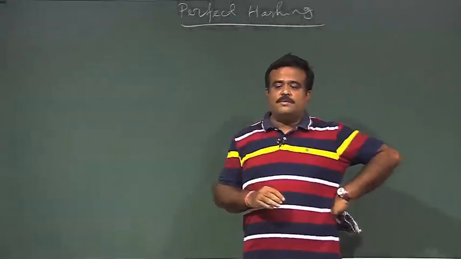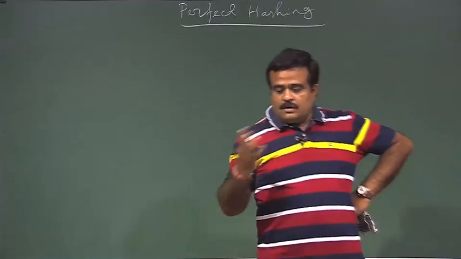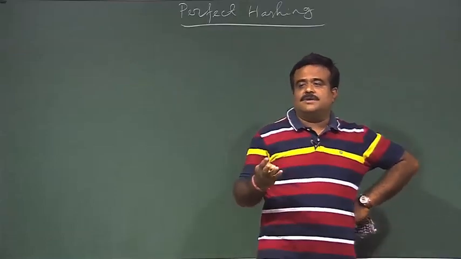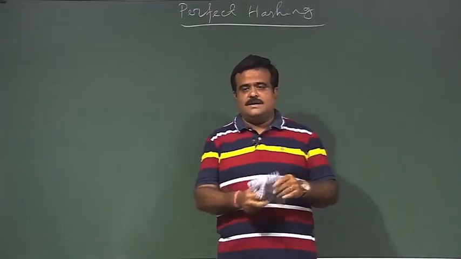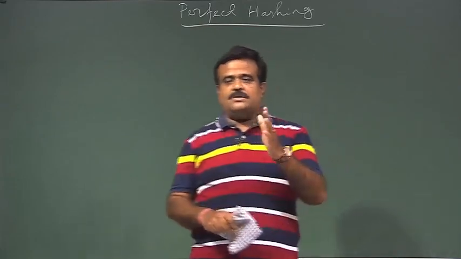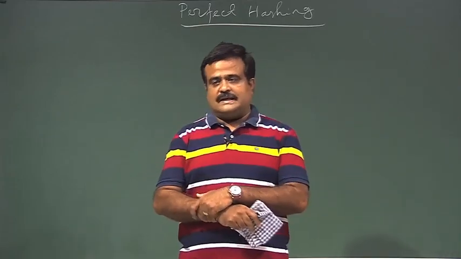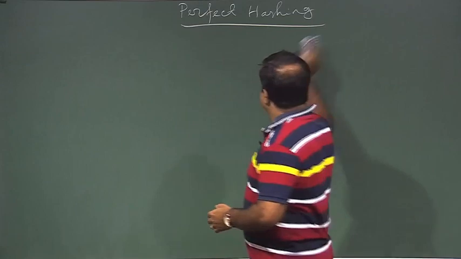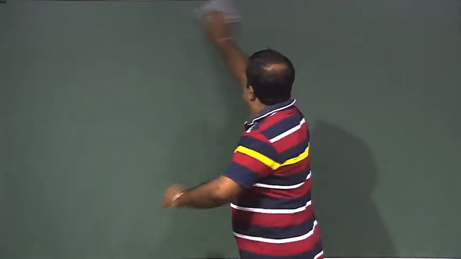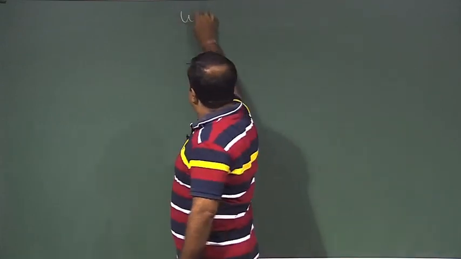Okay, so we talk about perfect hashing. Before that, in the last class we discussed universal hashing. Today we will start with the construction of universal hashing and an example of it. So let us just recap what universal hashing is.